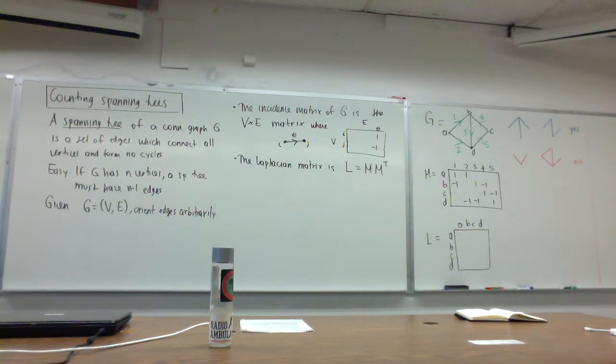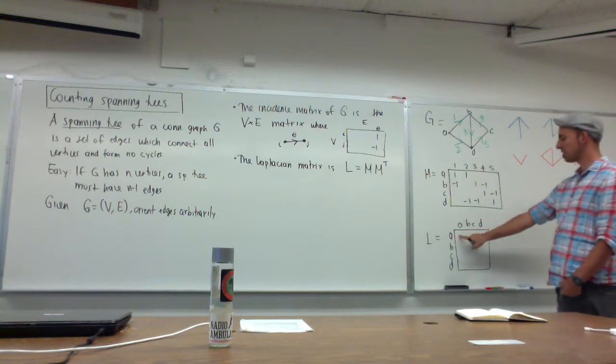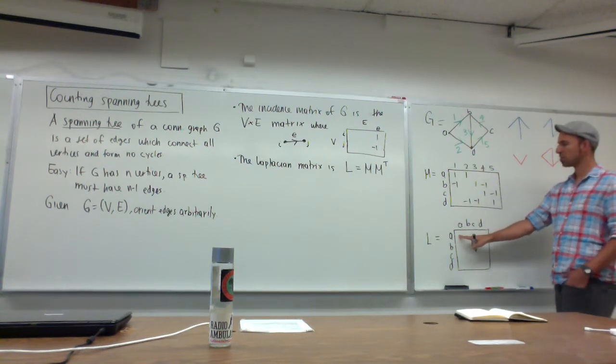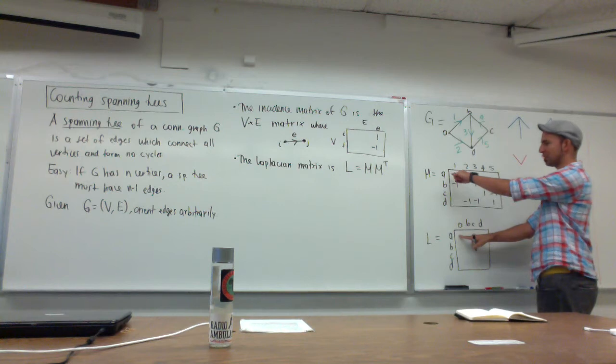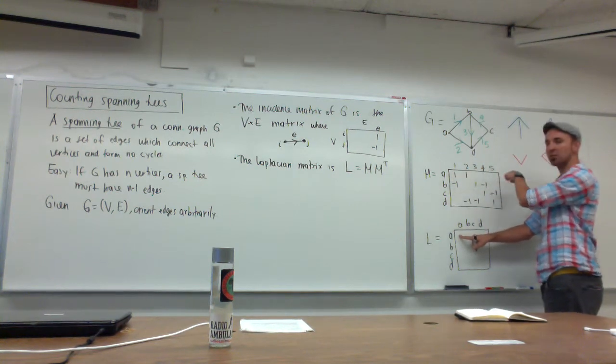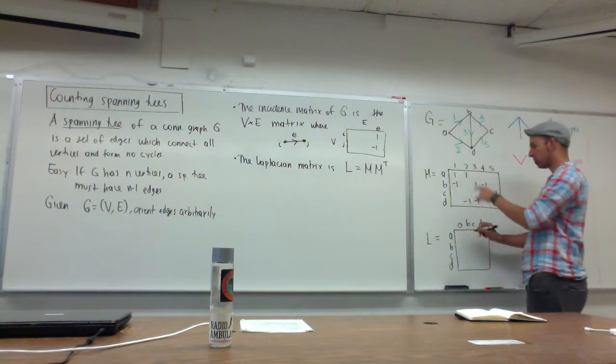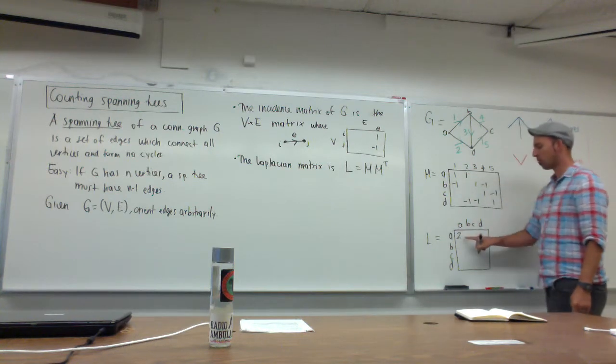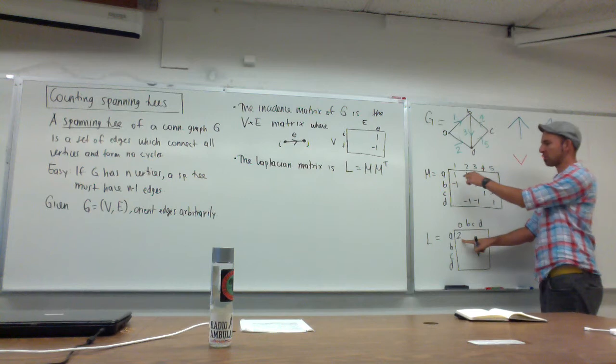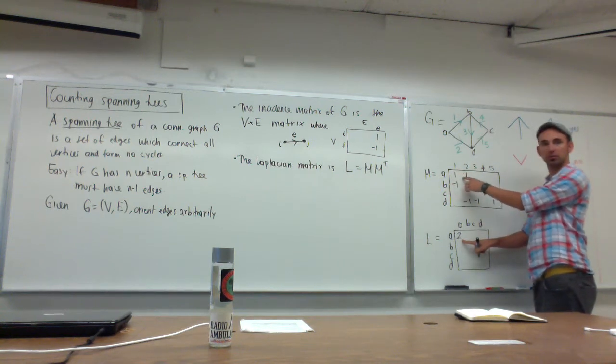So let's do it. For example, what is this entry? This entry is basically this row dot product this row. So 1 times 1 is 1, 1 times 1 is 1, so I get 2. And why do I have a 2 there? I have a 2 because I have 2 1s here.